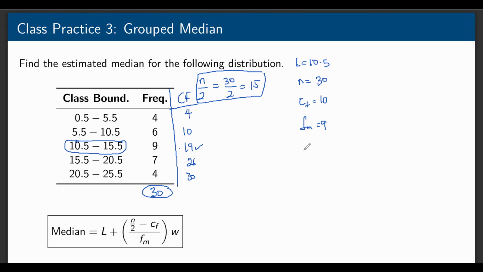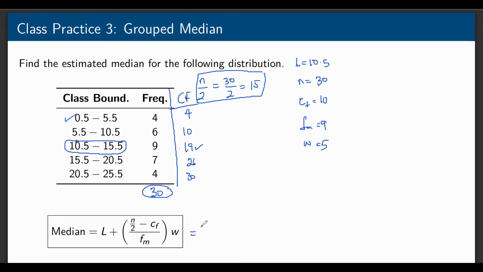Then W is the class width. So I take any of the classes. I'll take the first one and find their difference. 5.5 minus 0.5. So the W is 5. I'm done. The rest is just fixing everything into the formula.